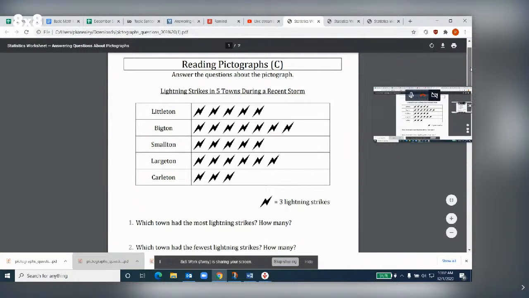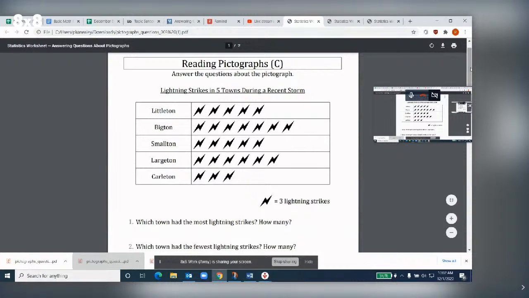Okay, so just to kind of go back over this again, the first thing you want to do is look at the title of the graph, lightning strikes in 5 towns, and then the key right here. Okay, let's go on and do another one here.